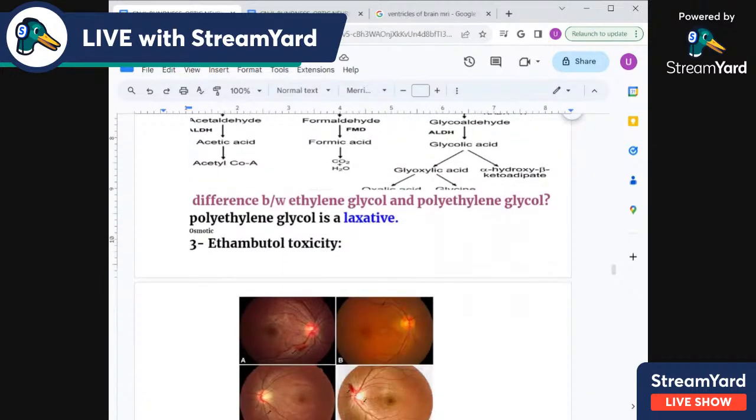So it's a funny question here. What's the difference between ethylene glycol and polyethylene glycol 3350? Polyethylene glycol is a laxative. It's not absorbed. It causes osmotic effects on the intestine, producing stools.